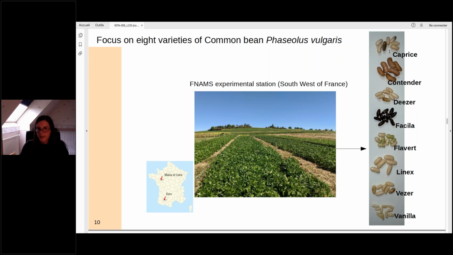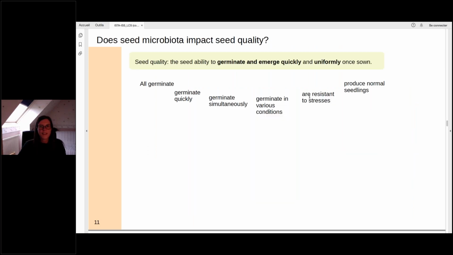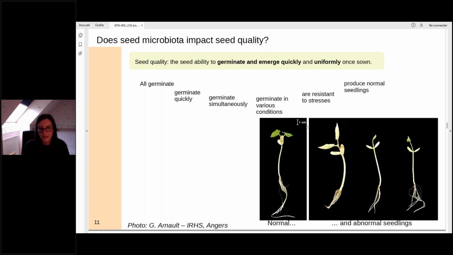We work with 8 different varieties of common bean, Phaseolus vulgaris. And for this work, we obtained the seeds from the FNAM experimental station. So the plants were grown at the same time and in the same field. And then we characterized the quality of the seeds of these 8 varieties. The seed quality can be defined as the seed ability to germinate and emerge quickly and uniformly once sown. And it means that for a batch of seeds, we want all of them to germinate quickly, simultaneously, in various conditions, and against various stresses. We also want them to produce normal seedlings that will be more productive. It's quite visible with common bean seedlings because we've got some normal seedlings, but also a lot of abnormal seedlings that have either smaller leaves or are deformed in the stems or their roots.